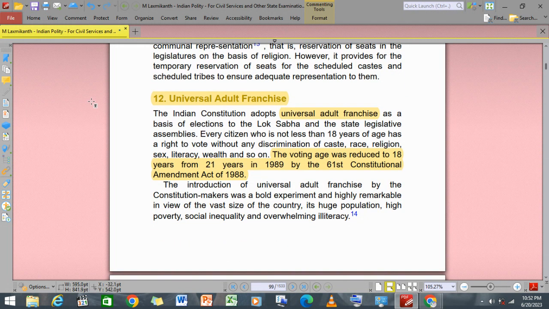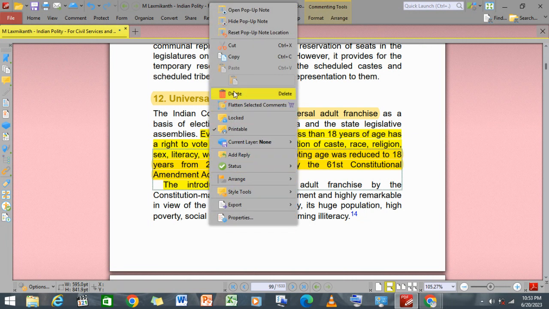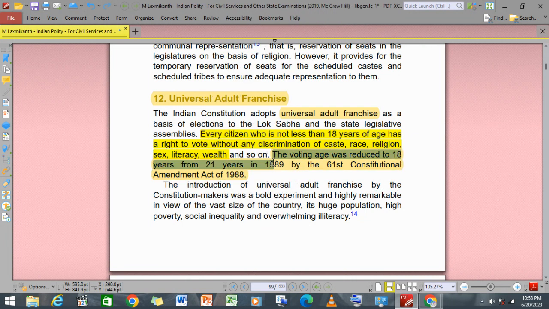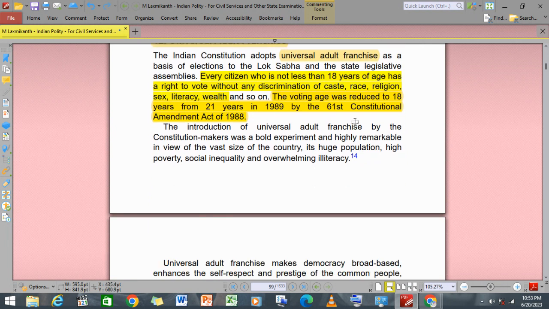Universal adult franchise. All right. Then we have the universal adult franchise again. Every citizen who is 18 years of age or more has the right to vote, without any discrimination on the basis of caste, creed, wealth, and so on. The voting age was actually 21, but it was later reduced by the Rajiv Gandhi government in 1988 by the 61st Constitution Amendment.